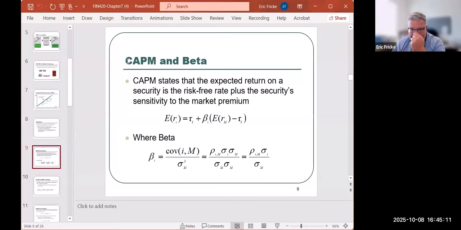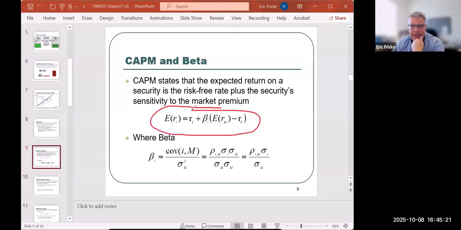So let's look at the CAPM model a little more specifically. If you remember from Finance 300, this is the CAPM model. And what it says is that the return on some stock is basically equal to the risk-free rate plus the beta of a stock times what we call the market risk premium. So this right here is the market risk premium. Whenever you hear the term risk premium, it means the amount of return above the risk-free rate.